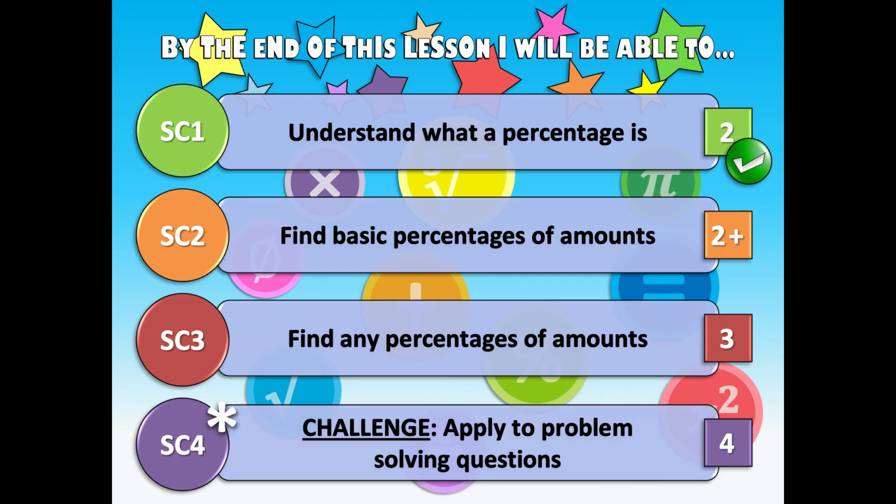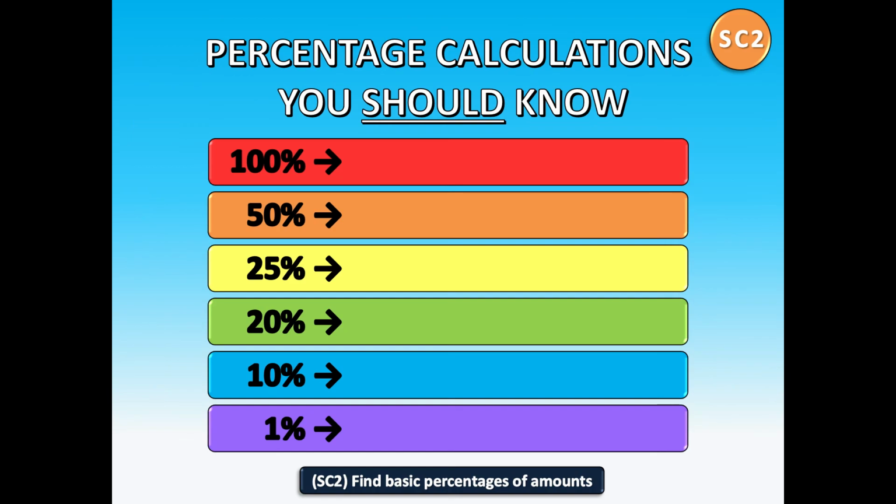So now we've completed success criteria 1, so now we're going to move on to number 2, and this is to find basic percentages of amounts. So percentage calculations that you should know.